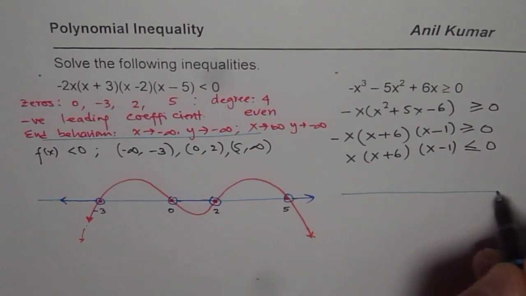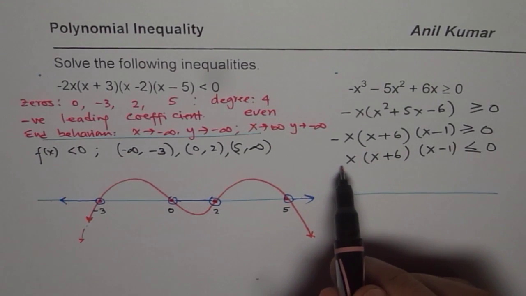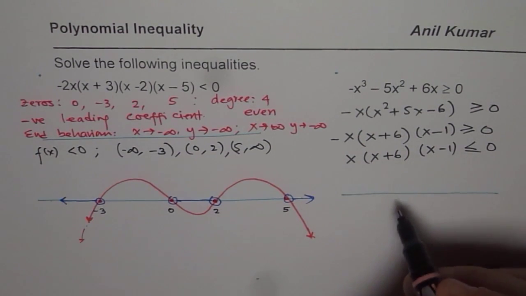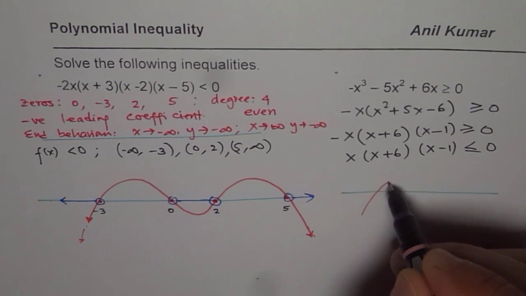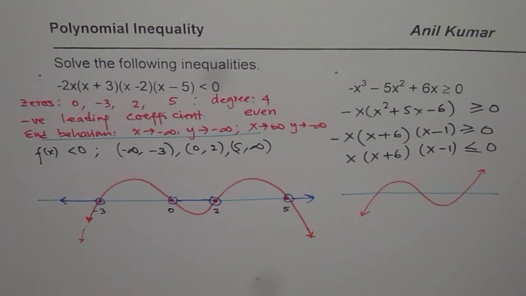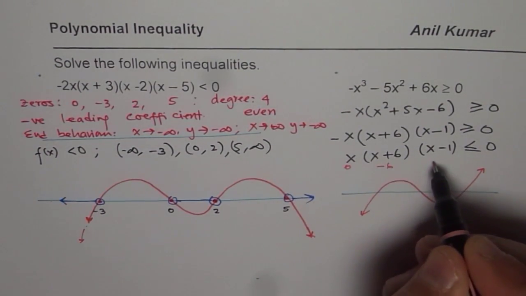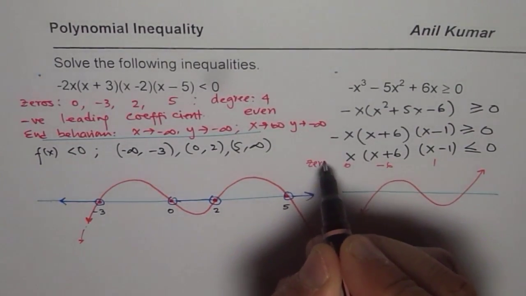So in this particular case, it's a cubic function, right? Positive leading coefficient, right side up. So in this case, the graph will be kind of like this. Is it okay? So where the zeros are, we have zeros. Let me write down zeros at 0, -6 and 1. These are the zeros, correct?